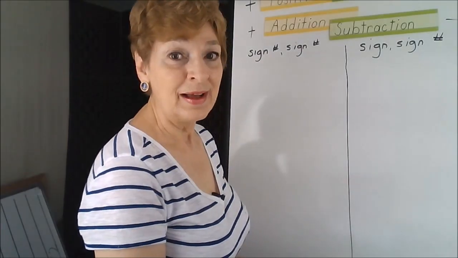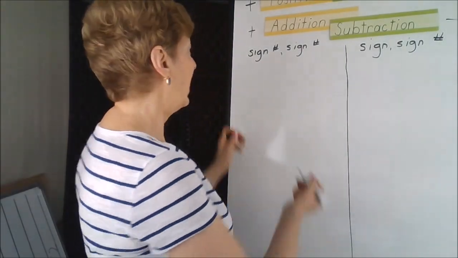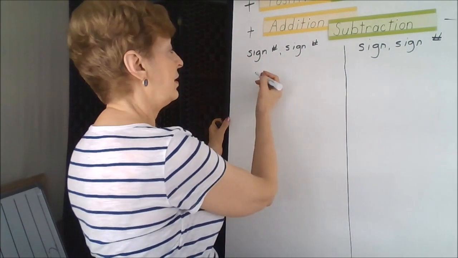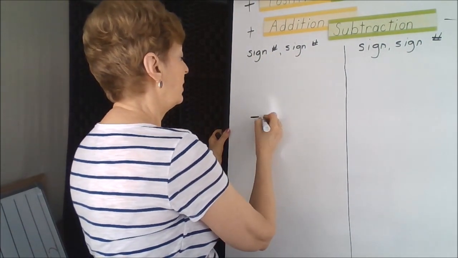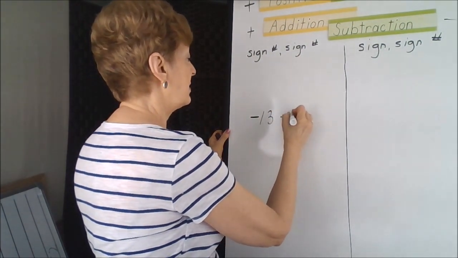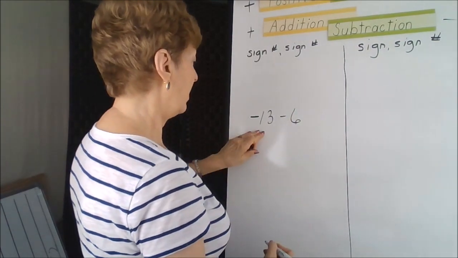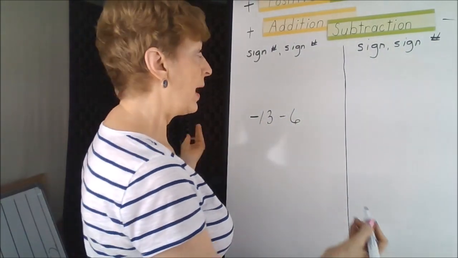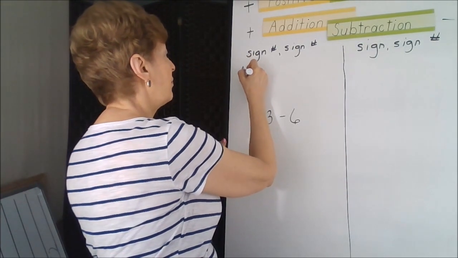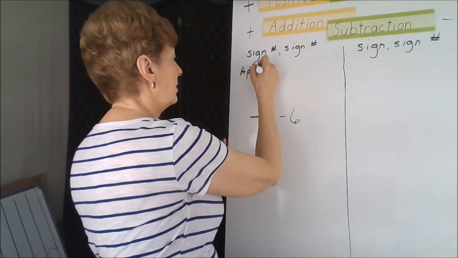If your problem shows the numbers as sign number, for example, minus 13 minus 6, sign number, you're ready to apply the rules for addition and subtraction.